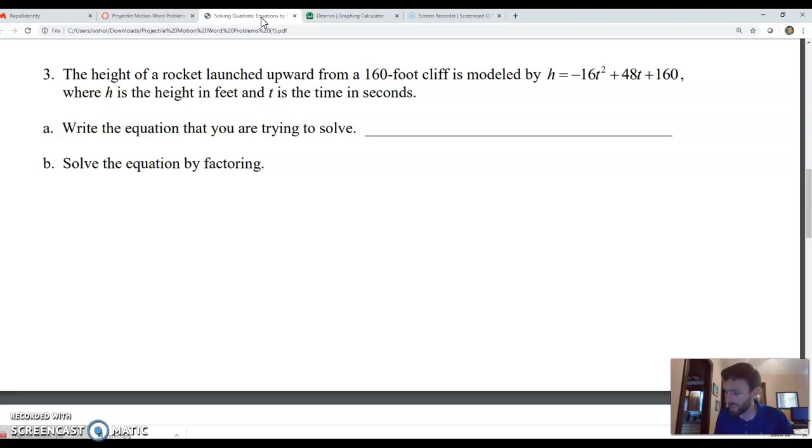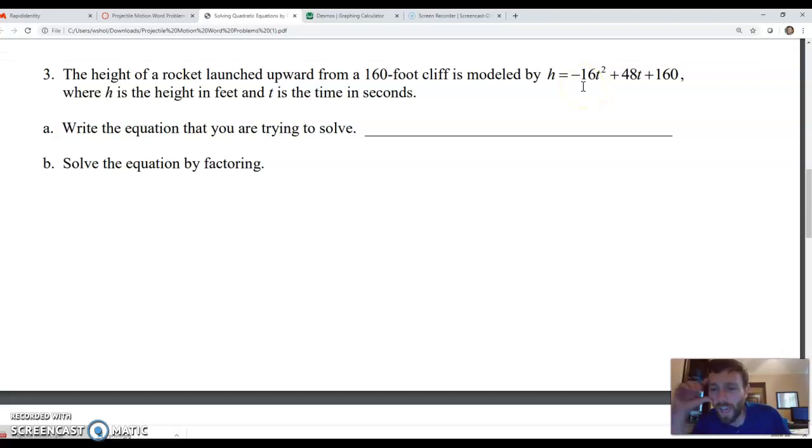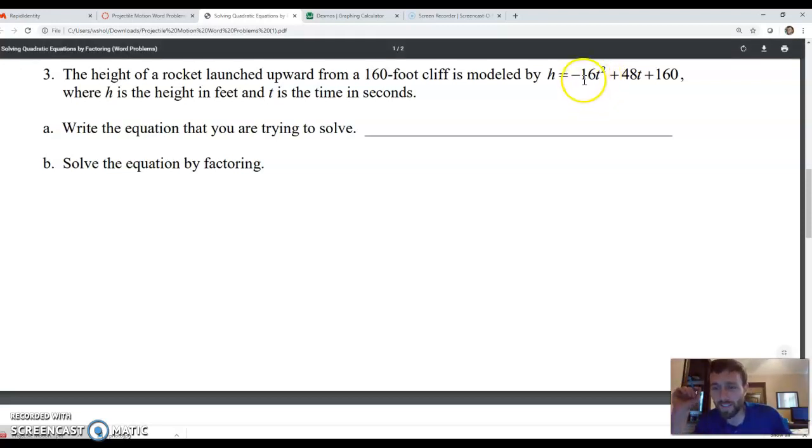The first thing we notice is that obviously the a value is not equal to 1. So we've got to either factor out a common factor or use the box. So it looks like I can factor out a 16. The reason I know that is I know that 16 divided by 16 is 1. I know 48 divided by 16, the b term, is equal to 3. And I know 160 divided by 16 is equal to 10.